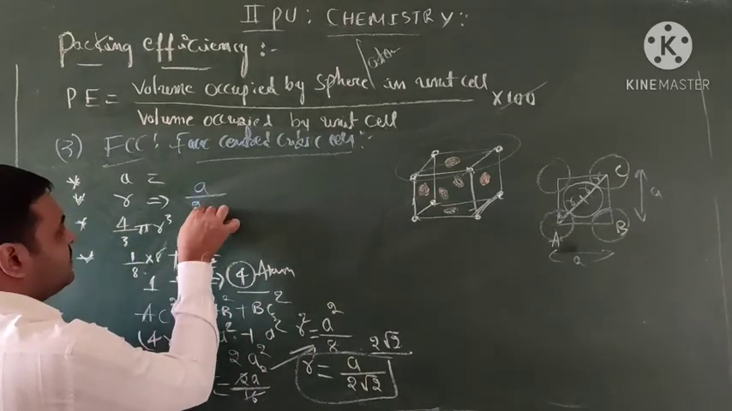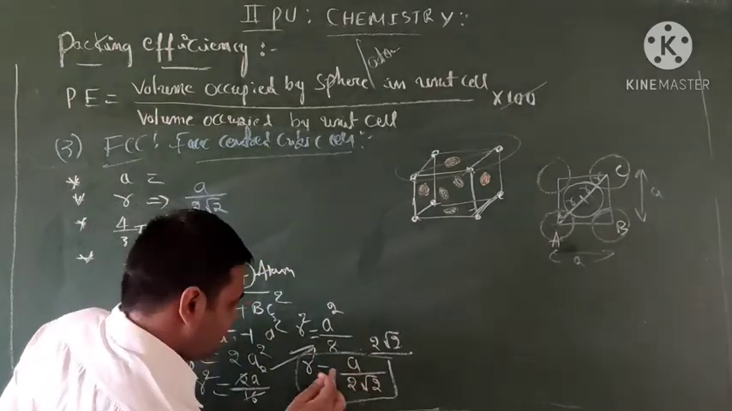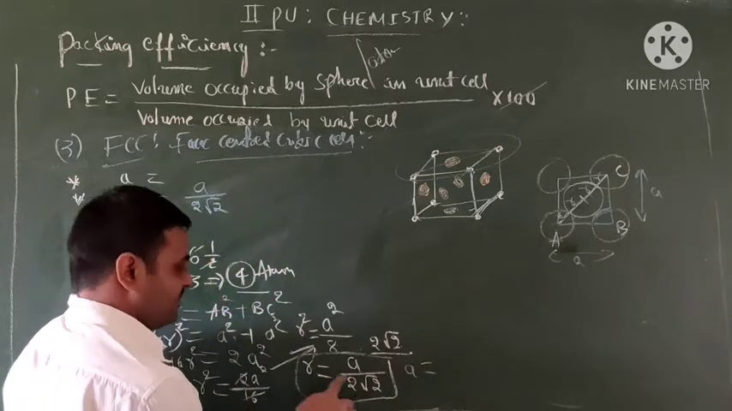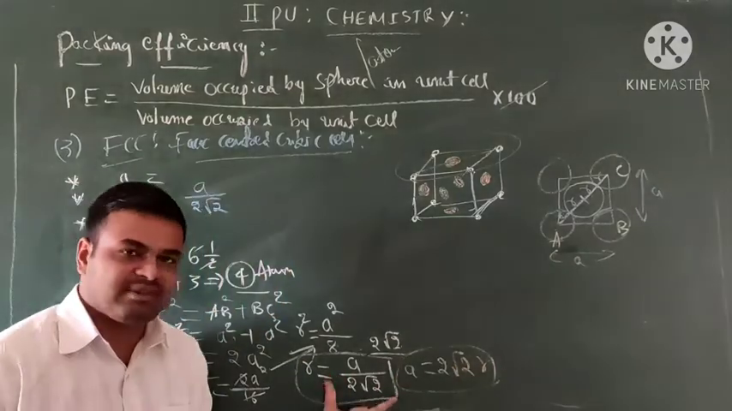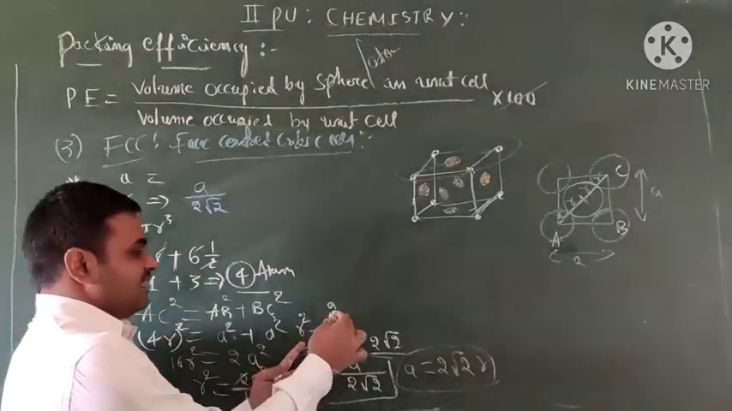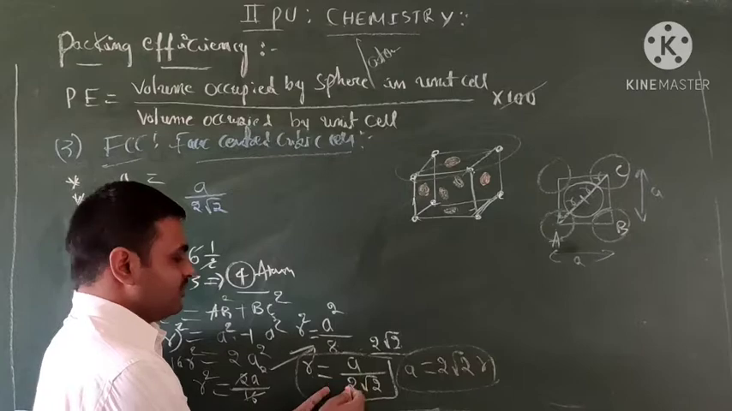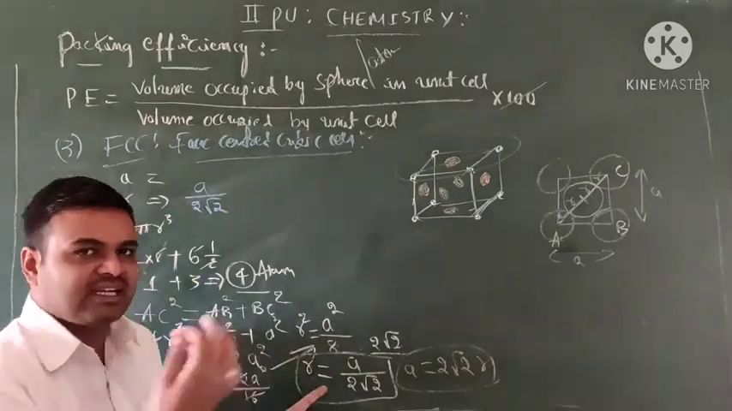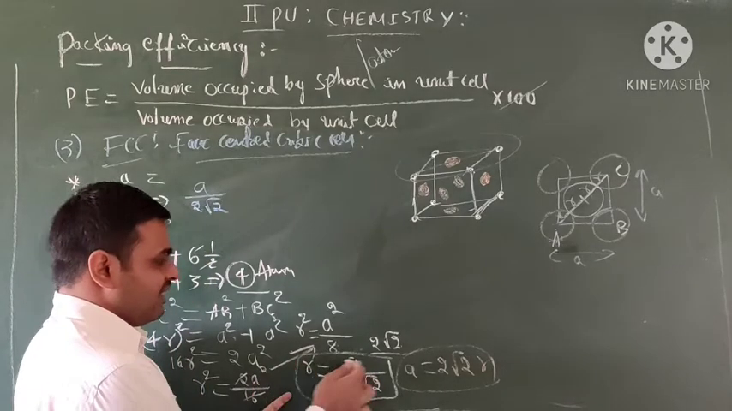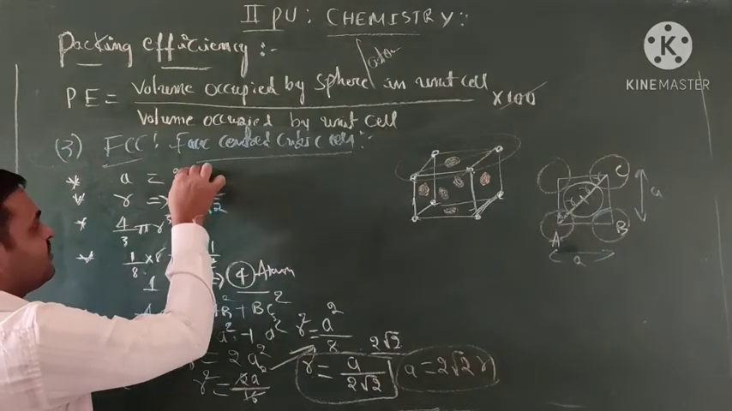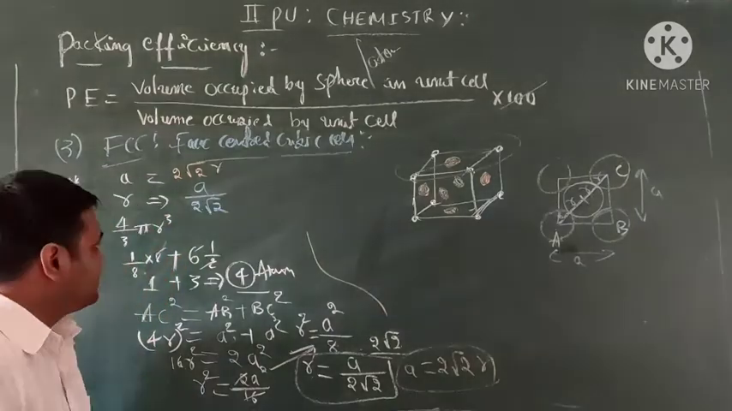Okay, R is A by 2 root 2. What about the A value? How can we write A? A is 2 root 2 R. This is the A value. Students, this is very simple. R square is equal to A square by 8, and root 8 is 2 root 2, so R is A by 2 root 2. This is the value of the radius. We can get the edge length value: A is 2 root 2 R. This is the way to get R and A.